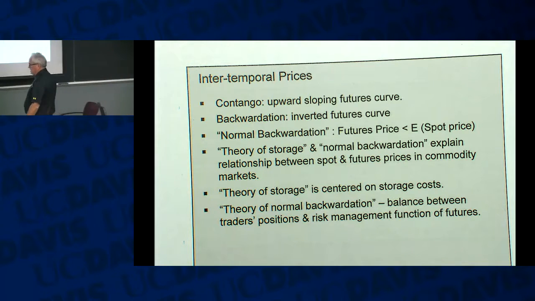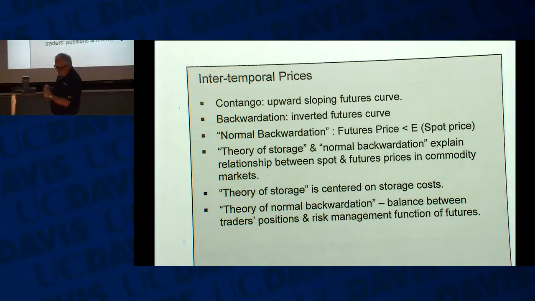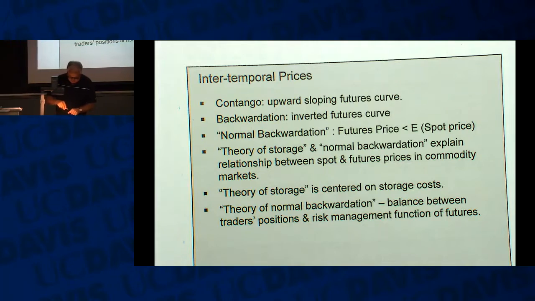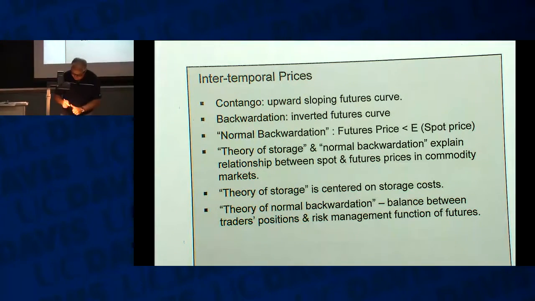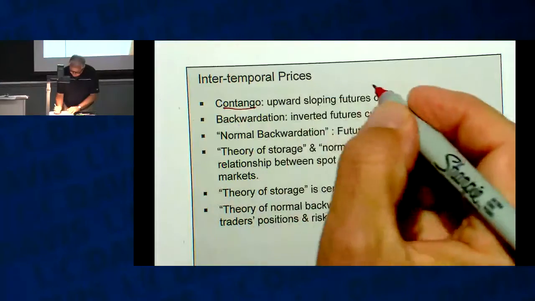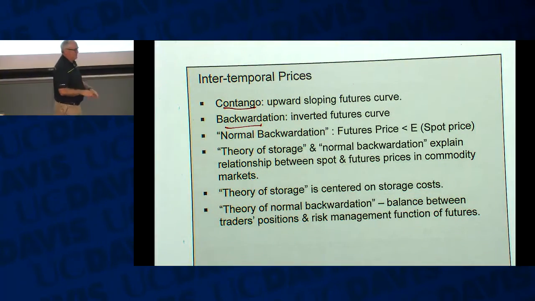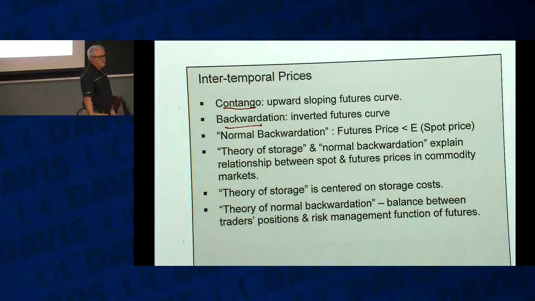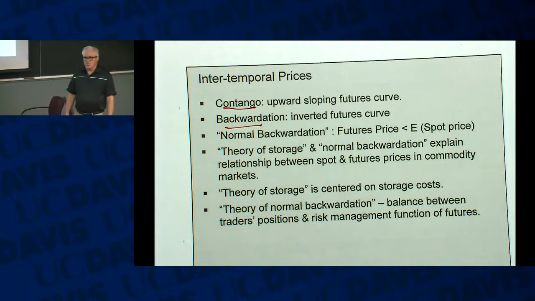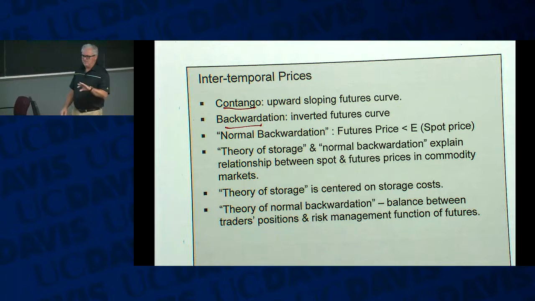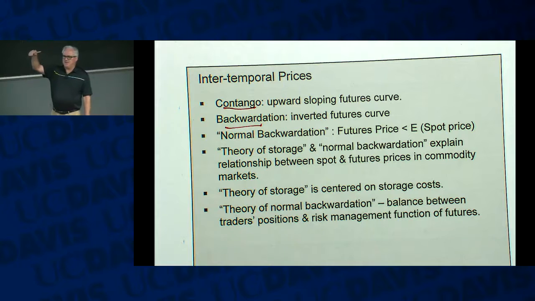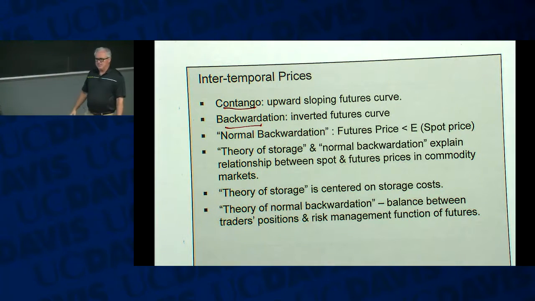And on Tuesday, we introduced a few terms that are important in this regard. One was contango, and one was backwardation. Contango is an upward sloping futures curve, and I drew a picture of that on Tuesday for the corn market, where the spot price is $3.50, the next futures is $3.55, and then $3.60, $3.65, and so on. The futures curve is upward sloping. That's a normal price relationship.